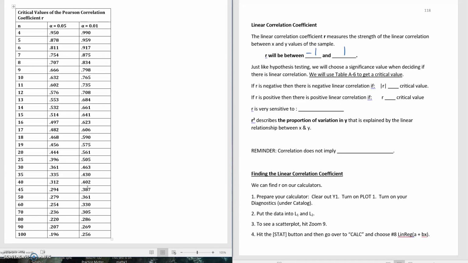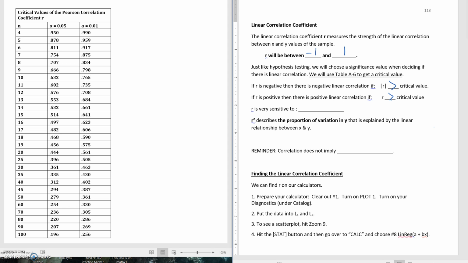So we'll get R from our calculator. If it's negative, then there's linear correlation if the absolute value, so we'll ignore the negative, is bigger than the critical value, bigger than the number we get off of the chart. So these values are our critical values. And if R is positive, then we just look at R and we want to know if it's greater than the critical value.